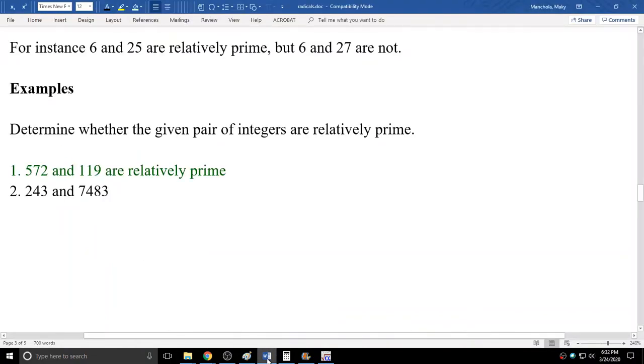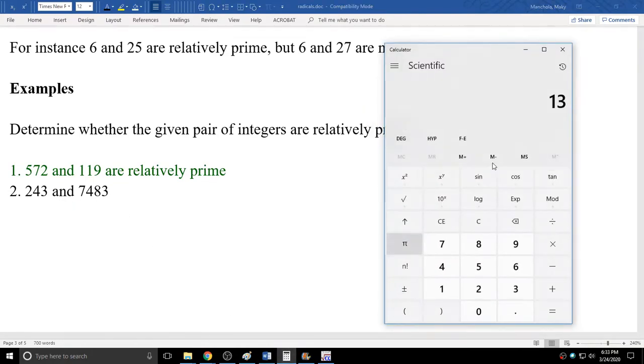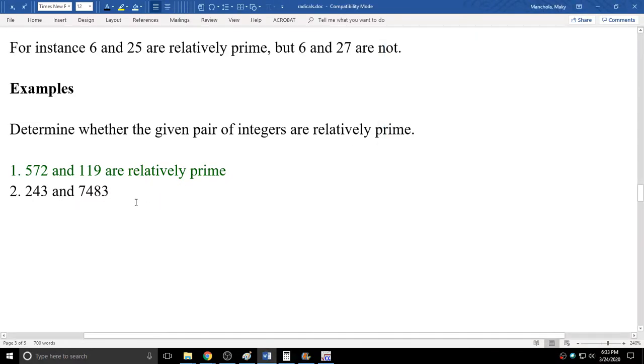So the question that you have to answer now is, is 3 a factor of 7,483? So let's try to find out. 7,483 divided by 3. That's not an integer. So as it turns out, 3 doesn't divide 7,483. That means that the only common factor between 243 and 7,483 is 1. So those are relatively prime.